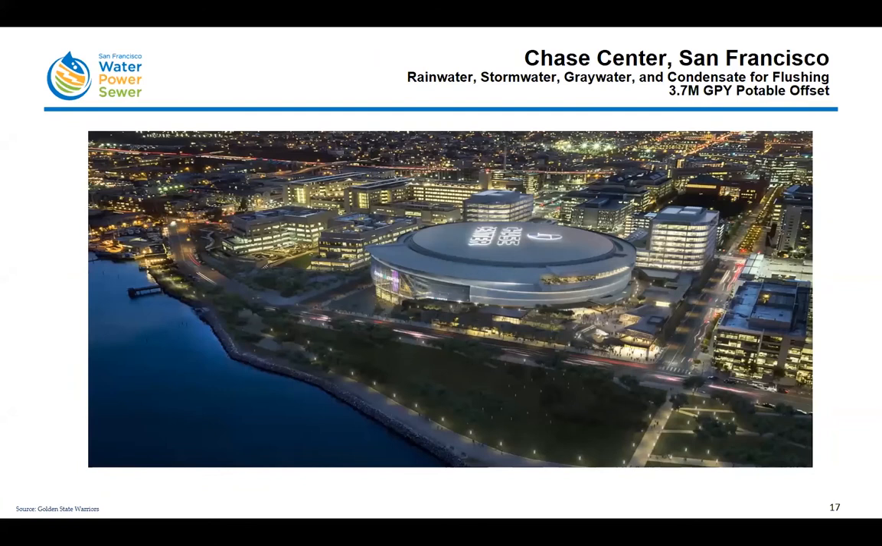The Chase Center is a new sports arena that was just built here, and they were required to put in an on-site treatment system. To comply with that ordinance, they are installing a rainwater, stormwater, graywater, and condensate capture treatment system for toilet flushing in the arena, as well as the 2 accompanying office towers featured in the photo.